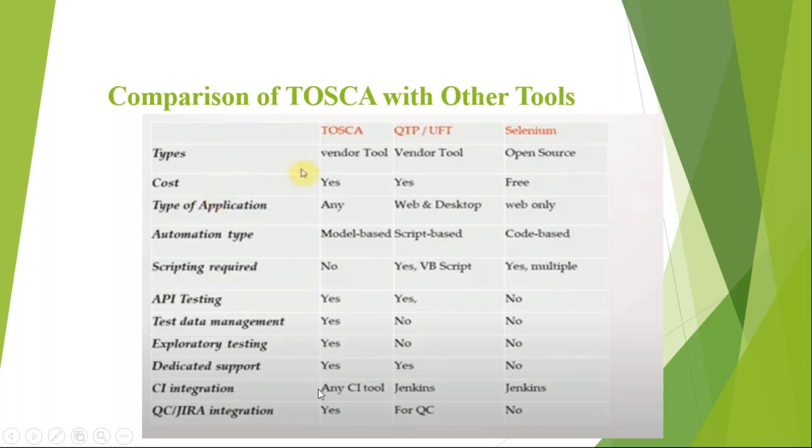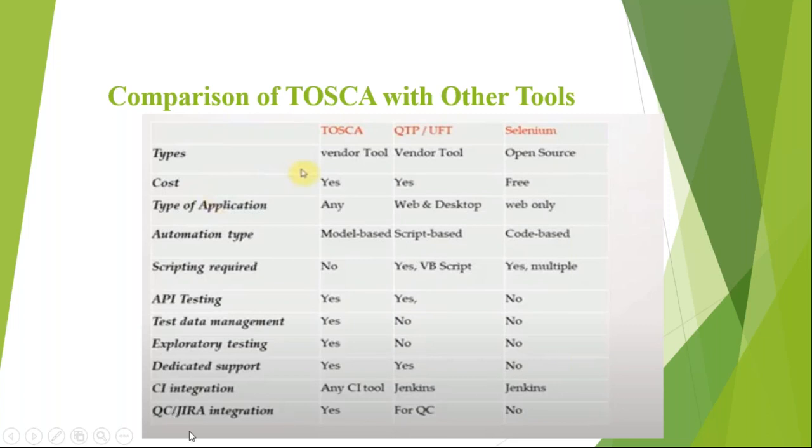CI/CD integration: Tosca will support any CI tools, whereas QTP supports only Jenkins, and Selenium also only Jenkins. QC or Jira integration: Tosca will support both integrations, whereas QTP supports only QC. Selenium will not support any integration here.